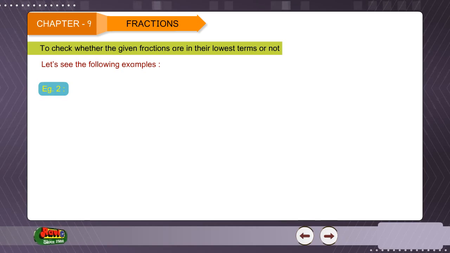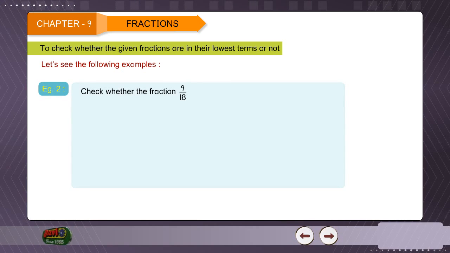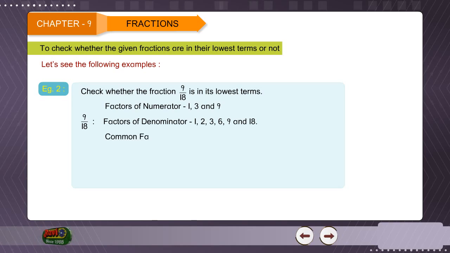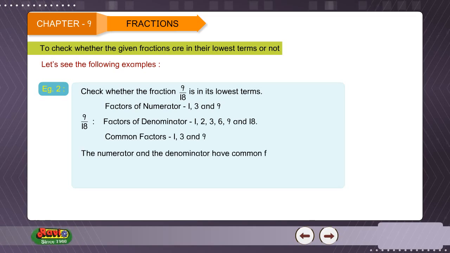Example 2. Check whether the fraction 9 by 18 is in its lowest terms. Factors of numerator 9: 1, 3 and 9. Factors of denominator 18: 1, 2, 3, 6, 9 and 18. Common factors: 1, 3 and 9. The numerator and the denominator have common factors other than 1. So, 9 by 18 is not in its lowest terms.